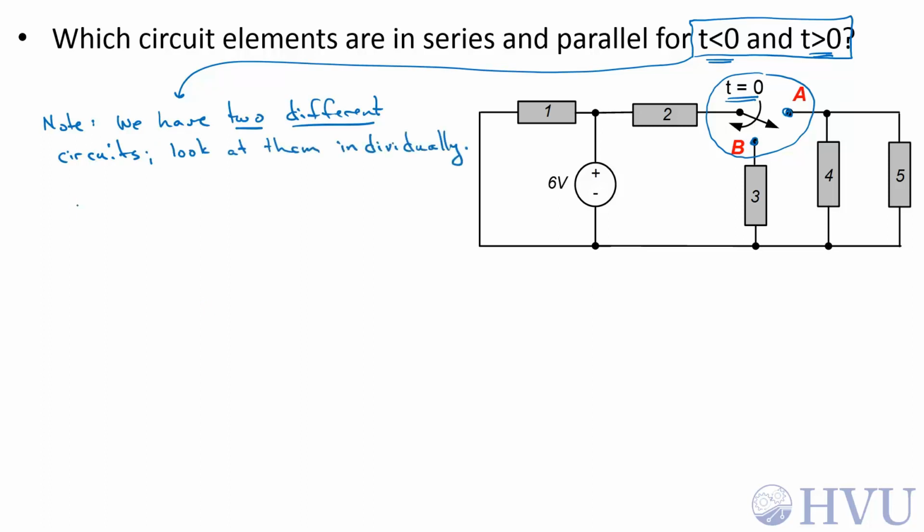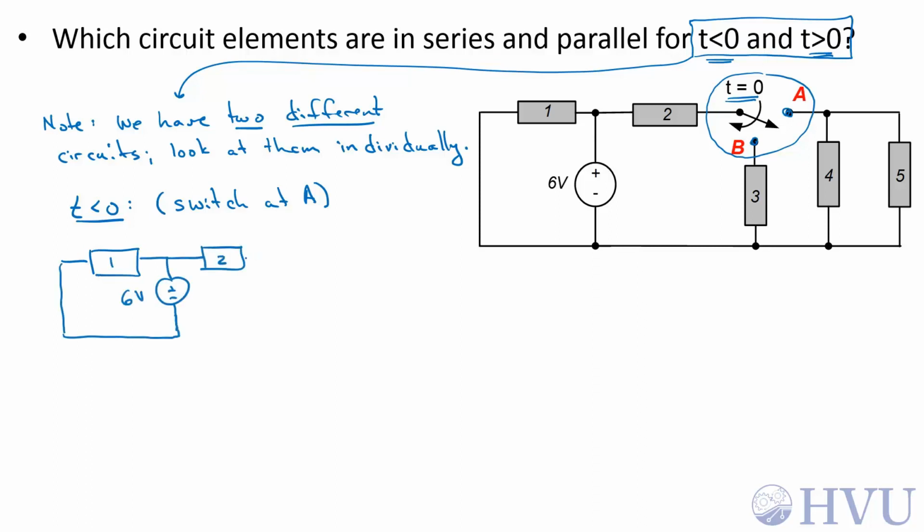So first, let's take a look at the circuit for t less than 0. During this time period, the switch is at position A. Personally, I like to redraw the circuit. It takes a little extra time, but it keeps you from getting confused. When the switch is at position A, this becomes a short circuit, and the circuit looks like this.